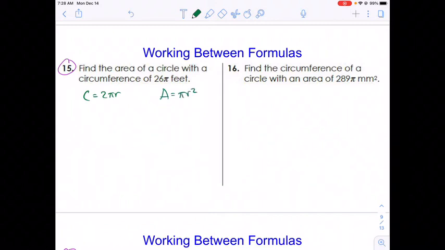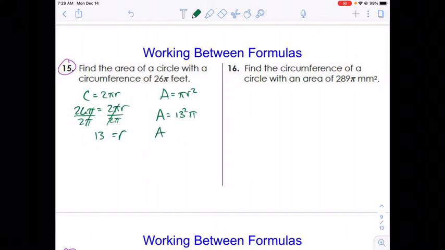So we start off here, and we're going to put 26 pi in here for our circumference, equal to 2 pi r, and then we're going to solve for the radius. So we're going to divide by 2 pi. Everything cancels on the right but r, and on the left 26 divided by 2 is going to give us 13. So now we're going to take our radius and use it in our area formula. We're going to do 13 squared pi, and so area is equal to 169 pi, and this would be feet squared. So this will be our first answer.